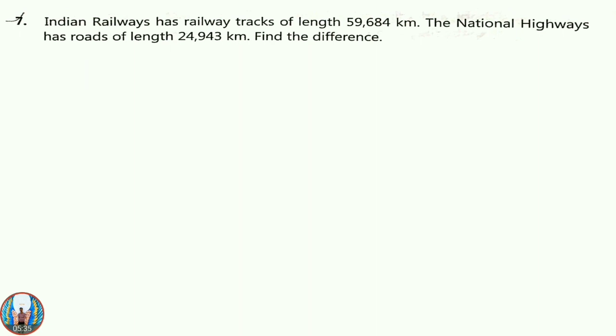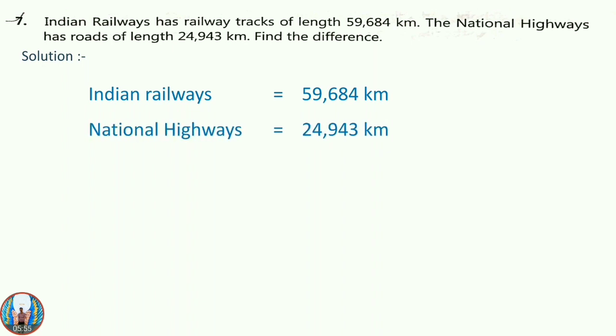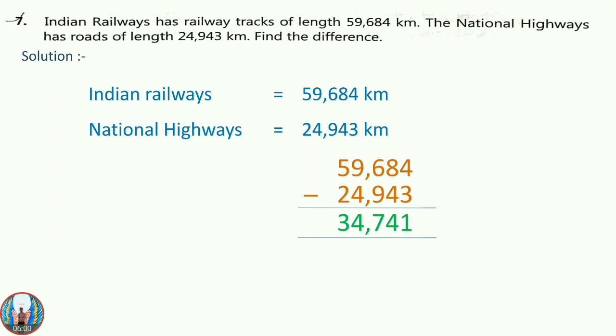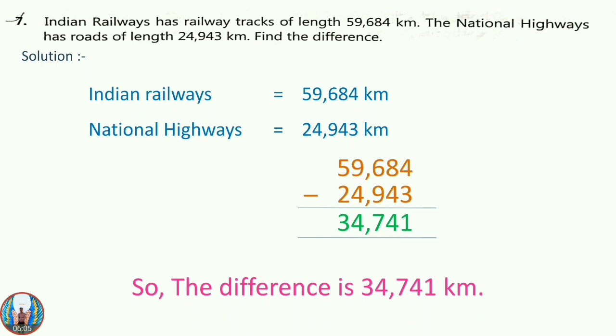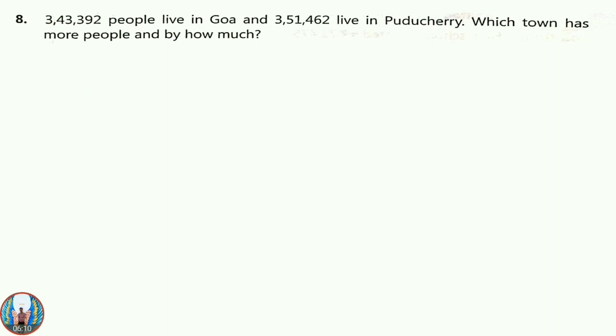Question number 7. Indian Railways has railway track of length 59,684 km. The National Highways has roads of length 24,943 km. Find the difference. First we write the total distance covered by the Indian Railways, then by the National Highways, then we subtract, and the difference is 34,741. So the difference is 34,741 kilometers.